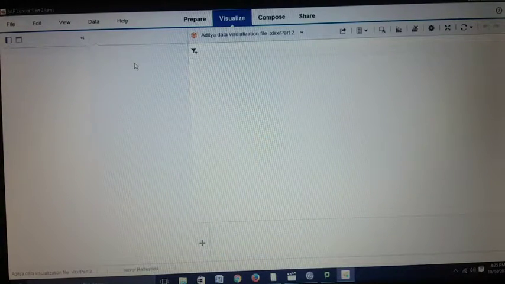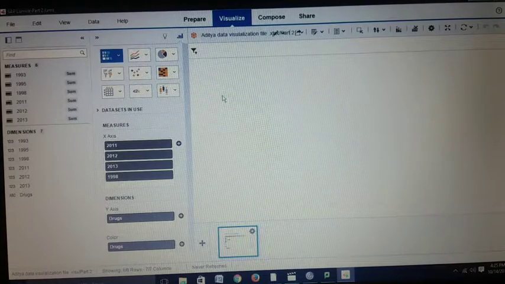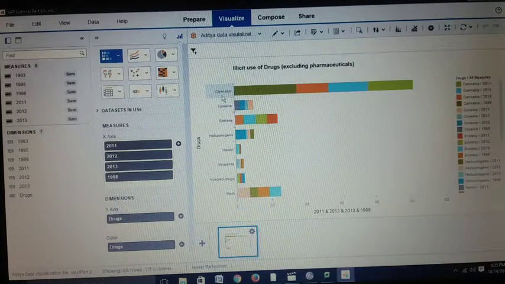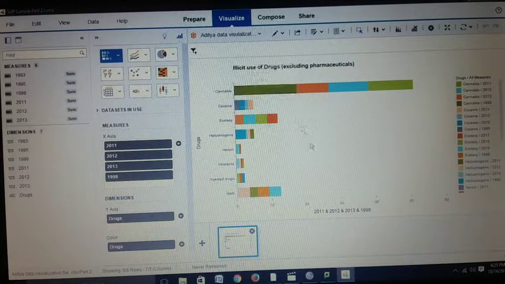This chart shows the illicit use of drugs, excluding the pharmaceutical drugs. Pharmaceutical drugs are those which are used in medicines. So this chart will show the illicit use of drugs. And according to this chart, cannabis is the highest drug intake by any user or any individual.